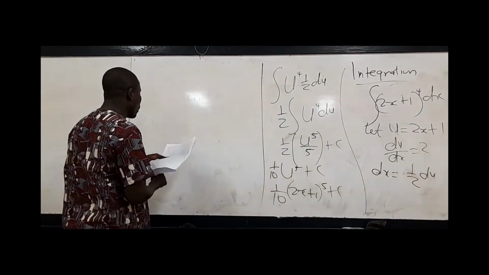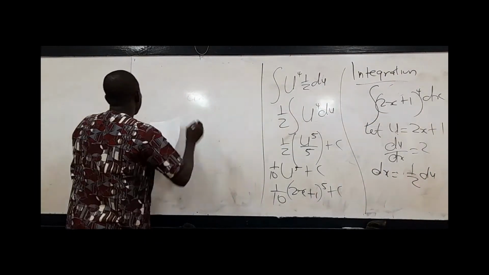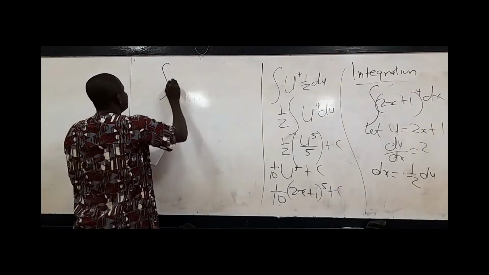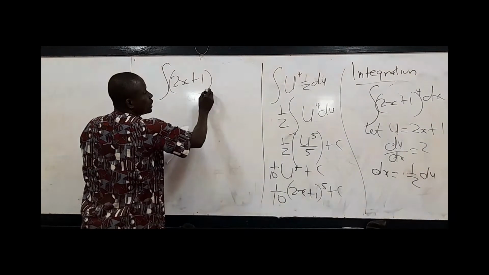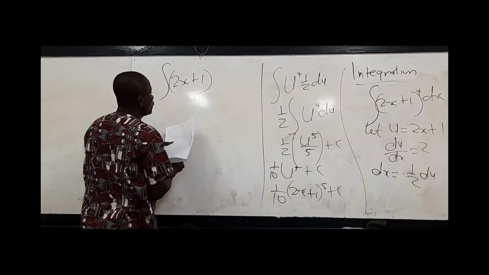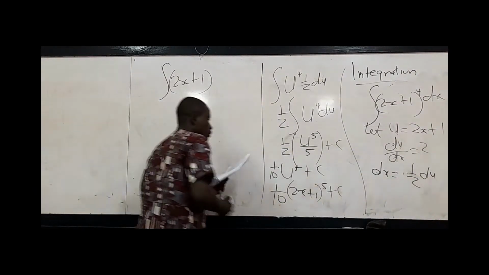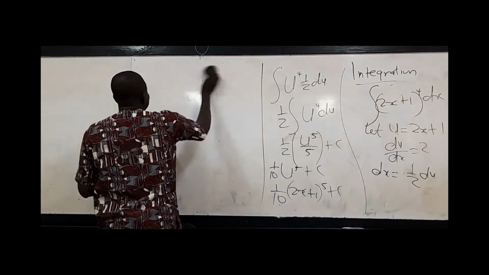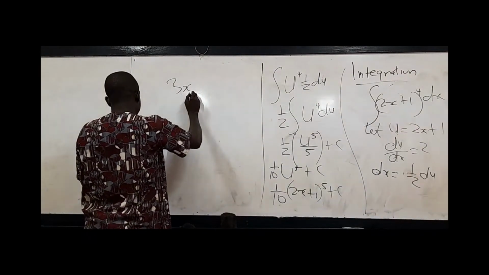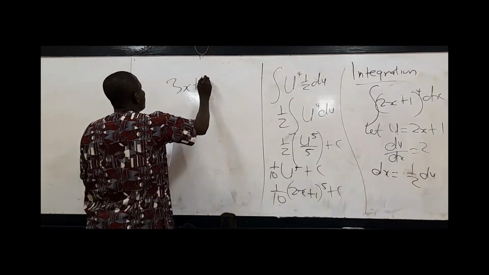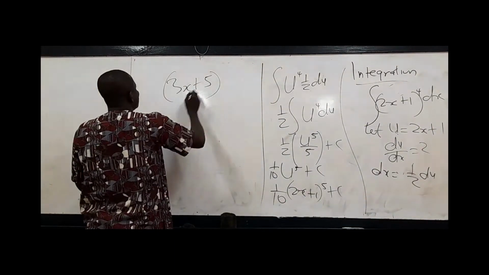Now, let's look at another one. We are talking about a variety. We have another one, which is what? We have solved the 2x plus 1 to the power 4 one. Let's see another one. We have 3x plus 5 to the power 5.